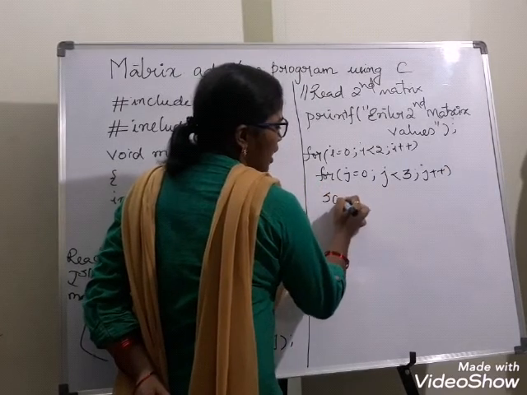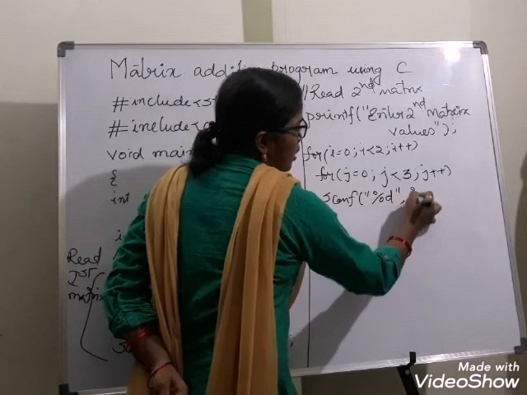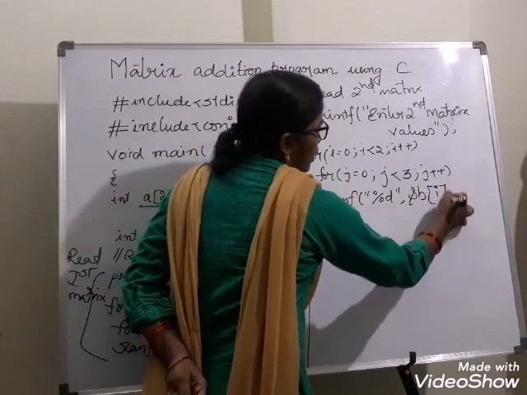Until this, what do I have to do? I have to scan. What do I have to scan? %d, address of B[i][j].